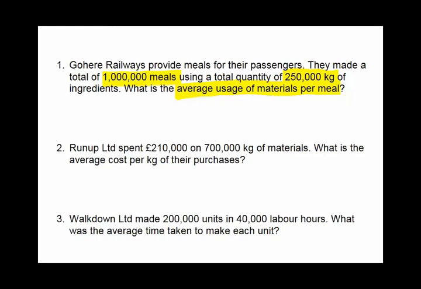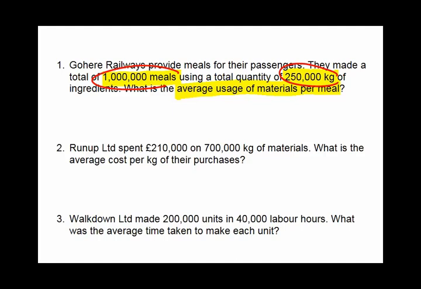If I look at my solution, now the key with these sorts of averaging calculations is make sure you divide the correct number by the other correct number. It's very easy to muddle the numbers up and to divide the wrong way. Now if we want the average usage of materials per meal, so how many kilograms of material each meal used, now just applying a little bit of logic here, you can see we've used 250,000 kilograms, and we've managed to make 1 million meals with that.